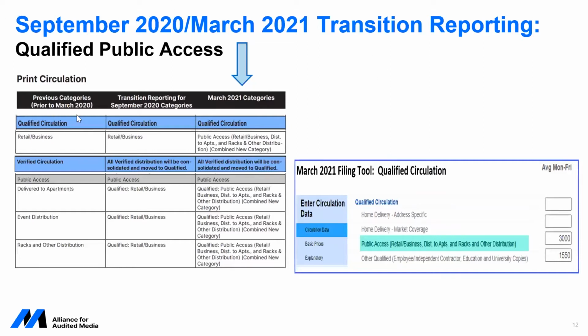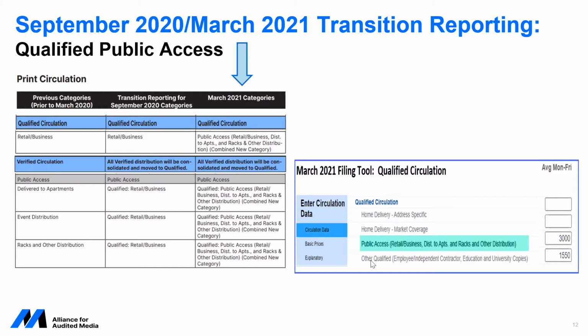So back over a year ago in March, there were separate categories. We had qualified retail business, and then under verified, we had delivered to apartments, event distribution, and racks and other distribution. All four of these categories were consolidated into one category. In September, you reported all these categories. If you had any distribution, retail, delivered apartments, events, or racks, all got reported under qualified retail business. For March of 2021, retail business has been relabeled to be classified as public access, and public access is made up of retail business, distribution to apartments, events, and other distribution.